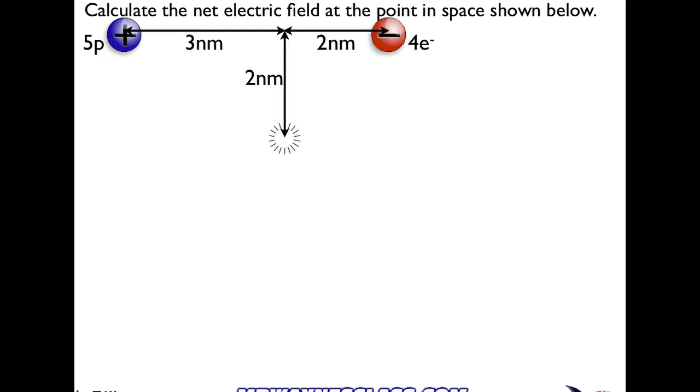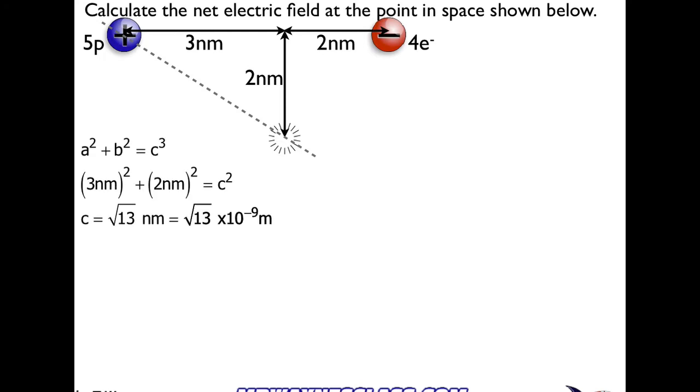First thing I need a little more geometry to figure out some distances and some angles. So I'm going to draw a line between the point in space and the particle on the left. And then I'm going to calculate the length of this line using the Pythagorean theorem. And you can see I get square root of 13 times 10 to the negative 9. And that's the length of the line from the blue point over to the point in space.